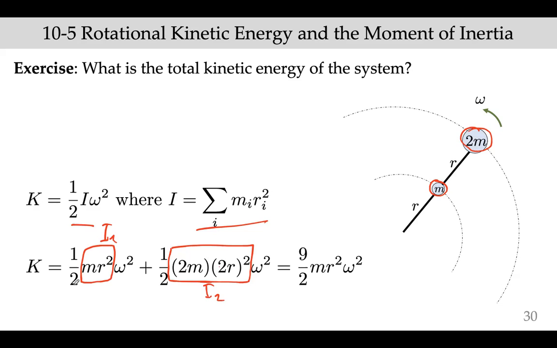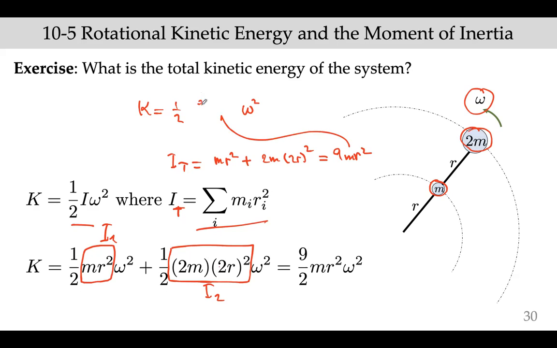Here we calculated the kinetic energies separately. The other option is to calculate the total. How do you calculate it? I total equals, for the first one, m r squared. For the second one, 2m times 2r squared, so this is 8, and the total is 9 m r squared. Then you can write just one kinetic energy, 1/2 I omega squared, because they're rotating with the same angular speed. I don't have to write different angular speeds, just one. For I, I write 9 m r squared, and you find the same result.